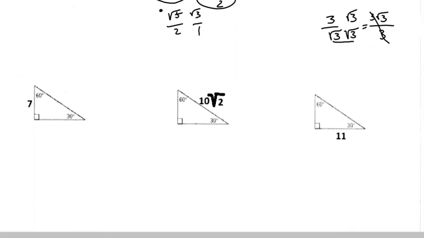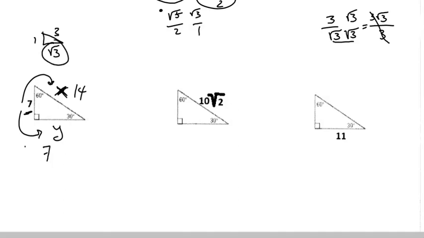Okay, I want you to tell me what this is going to be right here. If this is 7, what's x going to be? It's getting bigger, so you're going to multiply. What number are you going to multiply by? You're going to multiply by the number 2, and you end up with 7 times 2, which is 14. Now what's this one going to be? It's getting bigger, so you're going to multiply. What number are you going to multiply by? Rad 3. 7 rad 3.